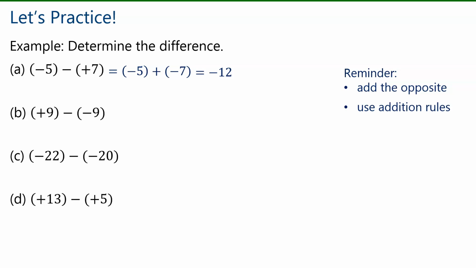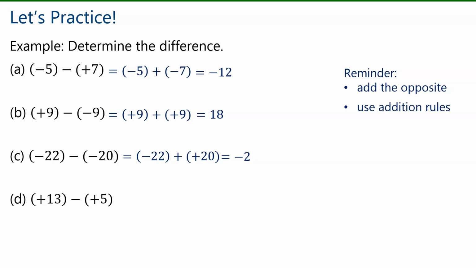Now for b, I'm going to change this to +9 plus a +9. And we learned that when you add two positives, that's just the same as adding 9 plus 9, which is 18. Now for c, I have -22 plus, and change it to a +20. So one's positive, one's negative. Let's subtract. And I notice that I have more negatives here. So my answer is going to be -2.